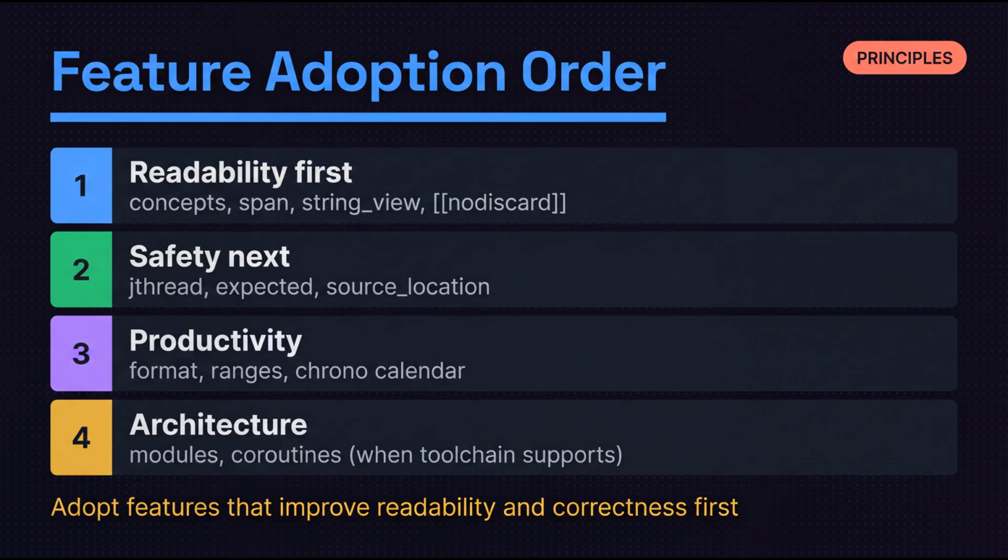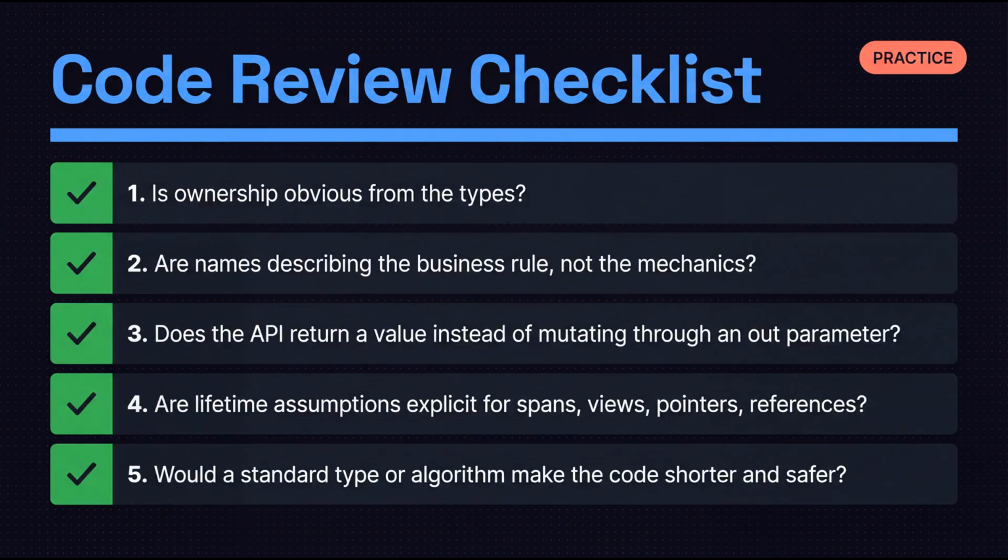Fourth, architecture features. Modules and coroutines require toolchain support and broader changes. Adopt them when the pain point justifies the investment. The key principle: adopt features that improve readability and correctness first. Architecture-level changes come last.